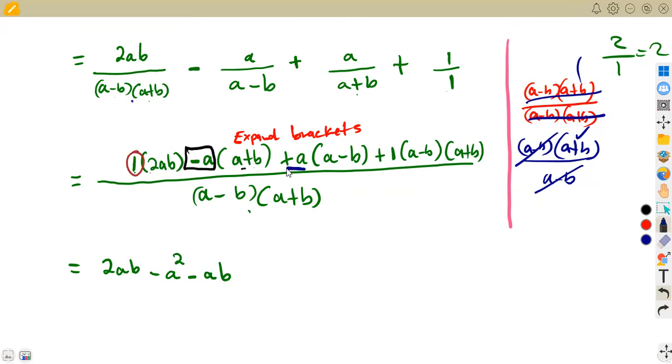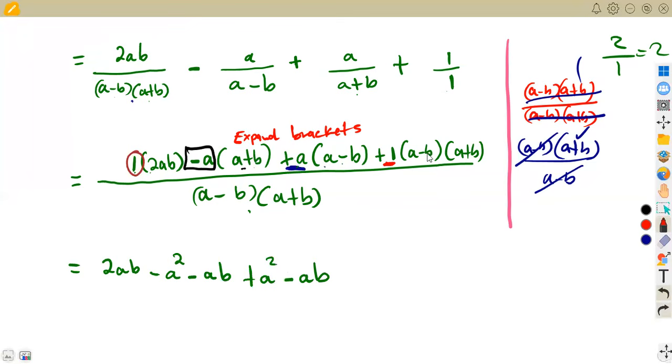We are done with this part. We move on to this part. What is affecting? Plus a. So plus a times a, which is going to be plus a squared, plus a times minus b, which is going to be minus ab. We are done with this part. We move on to this one. What is affecting? Here it's 1, but here there are 2 brackets that we see here. So what is going to happen?